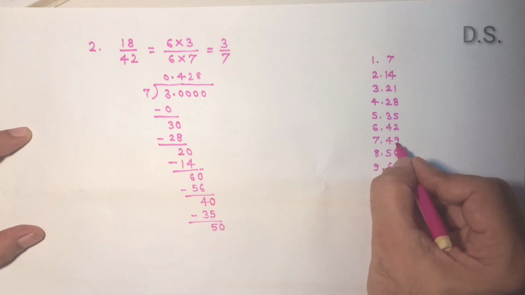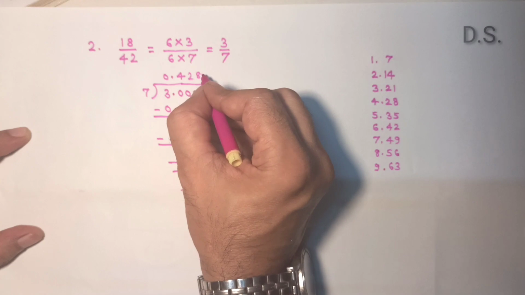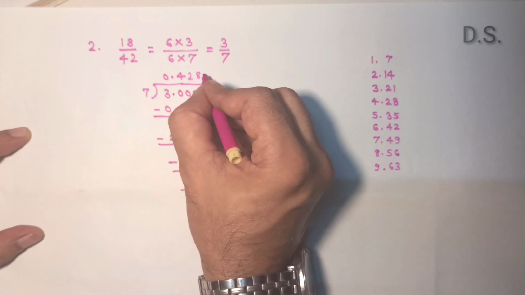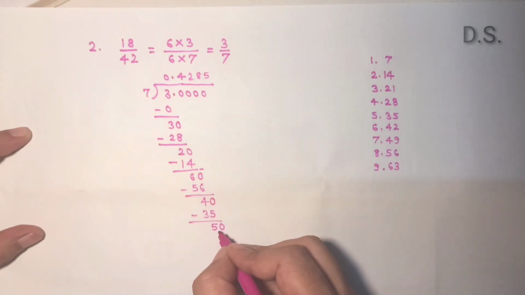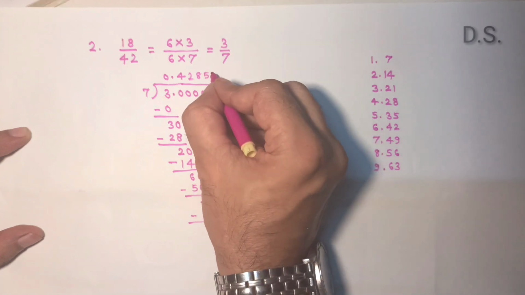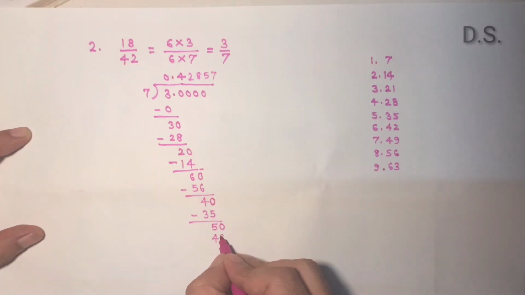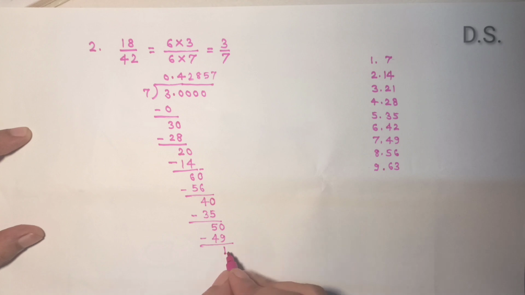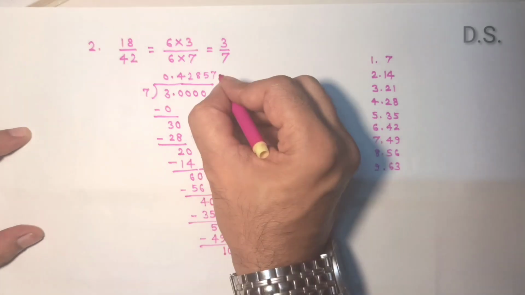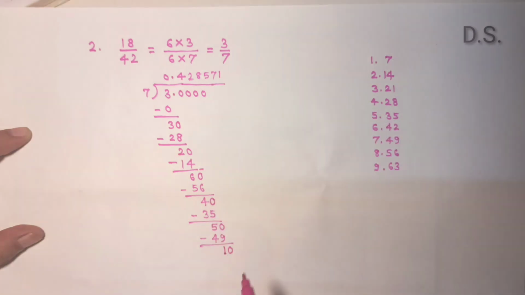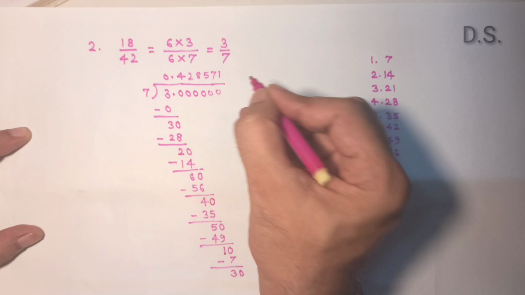So this is 7 times, 7 times 7 is 49, and you will get 1. Once you get 1, put 0. It will go 1 time, and you write here 7. You get remainder 3, and you can put 0 because zeros are there.